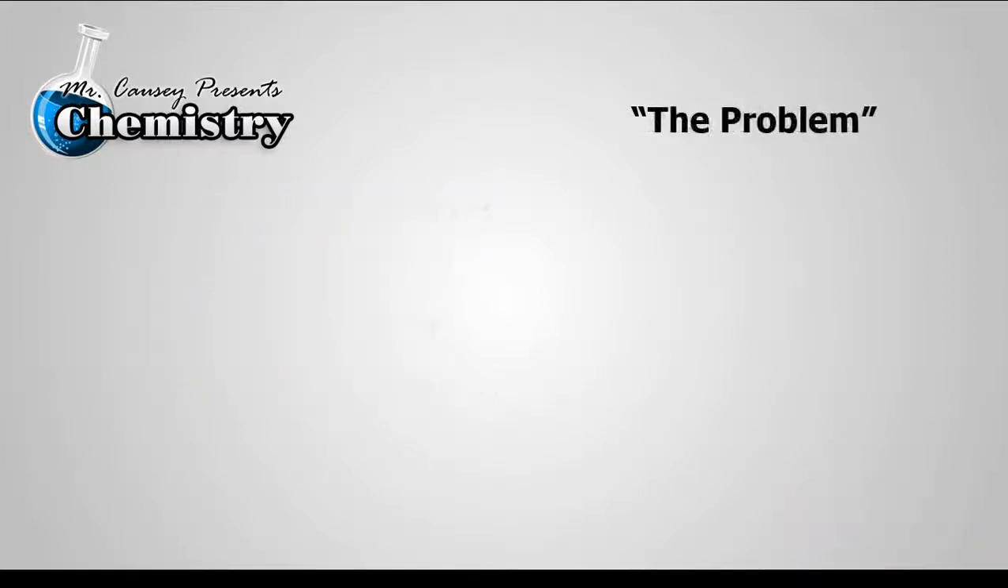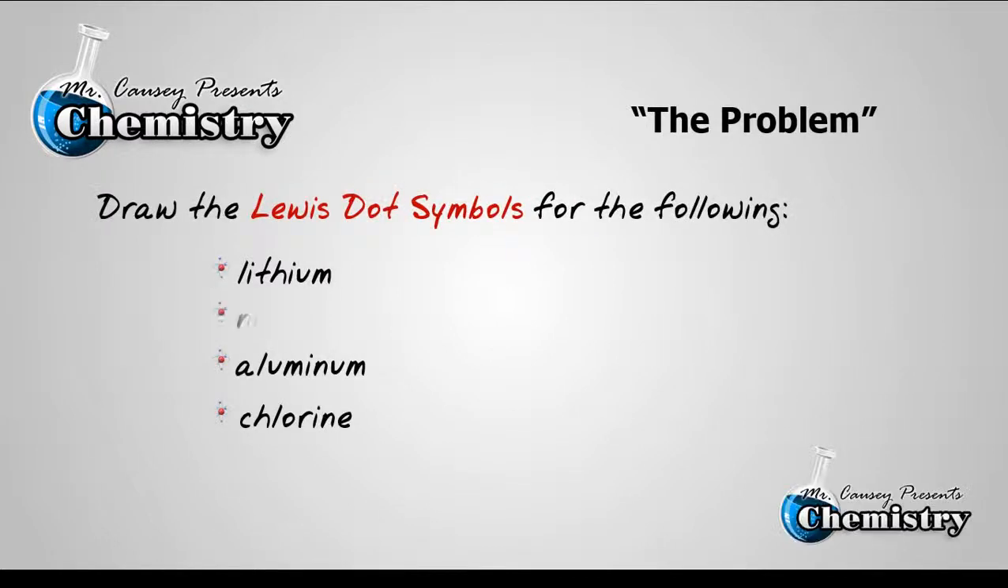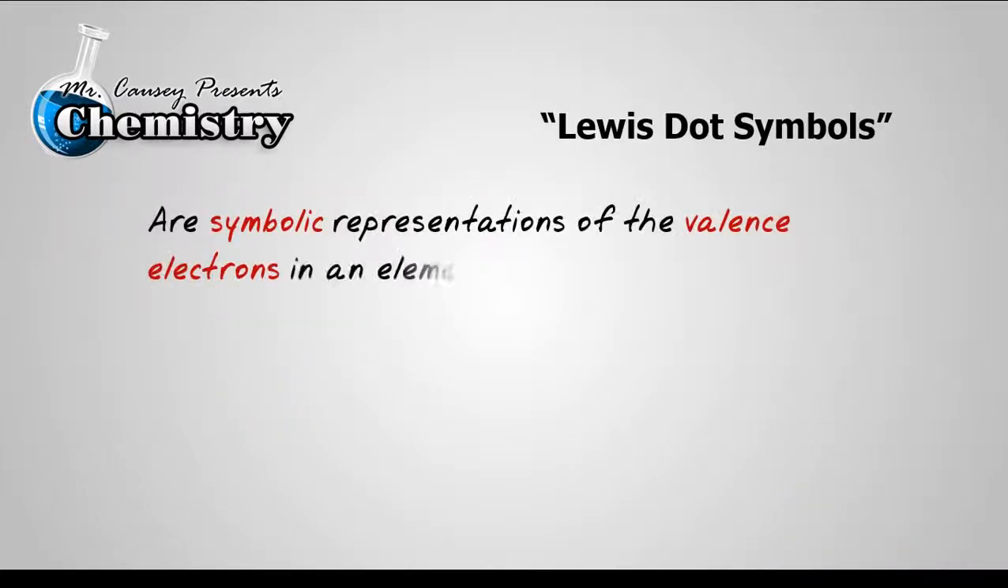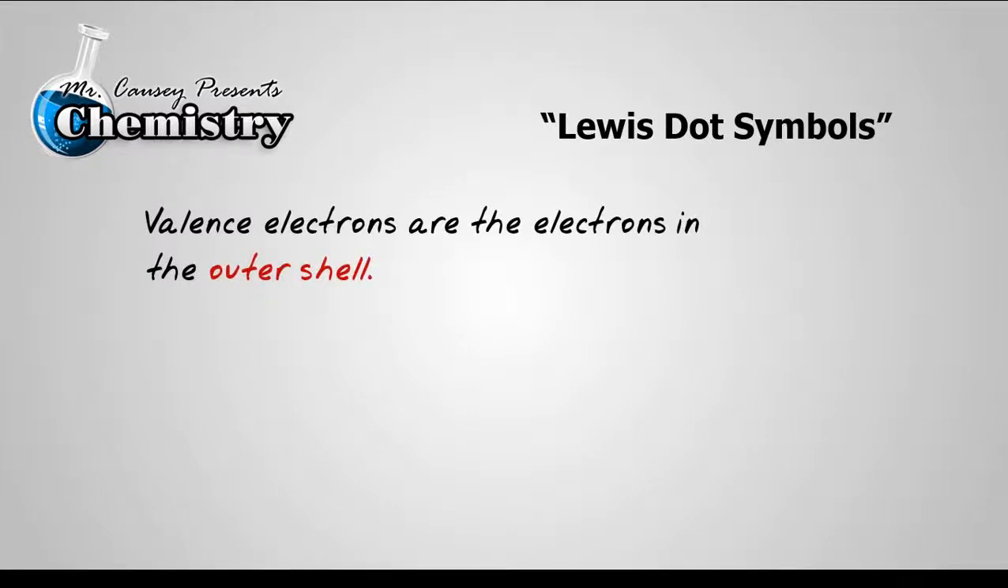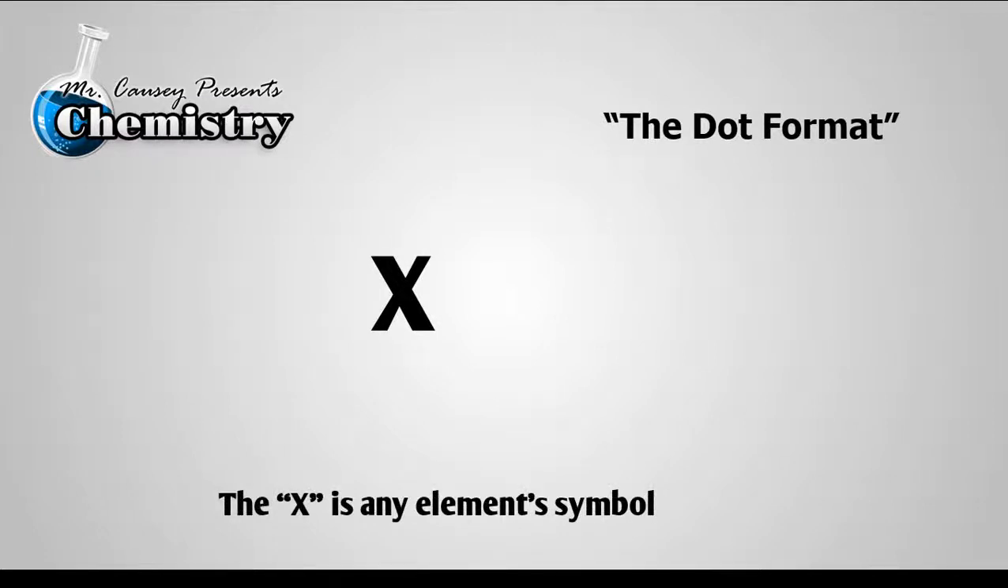The problem. Draw the Lewis dot symbols for the following: lithium, nitrogen, aluminum, and chlorine. Now we want to remember, Lewis dot symbols are symbolic representations of the valence electrons in an element. And valence electrons are the electrons in the outer shell, usually the s and the p orbitals. The dot format goes like this, and this isn't a hard, fast rule. Later we're going to kind of bend the rules, but this is a good way if you're just starting to learn about Lewis dot symbols and how they help you understand valence electrons. Because once you understand valence electrons, you're going to be able to understand bonding, and a lot of other things are going to make a lot more sense. So this is an important task.